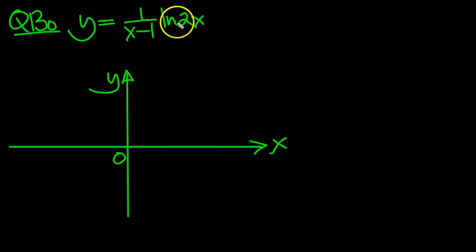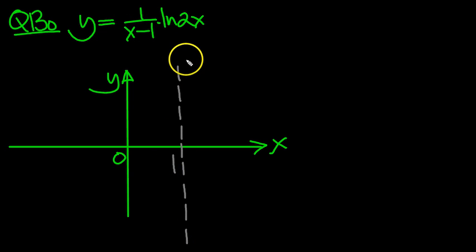y equals 1 over x minus 1 times log of 2x. Let's have a look at this one then. We've got an asymptote at x equals 1, so let's put that in straight away. So we'll come down here at the value 1. And this is the value 1, and we've got our asymptote.